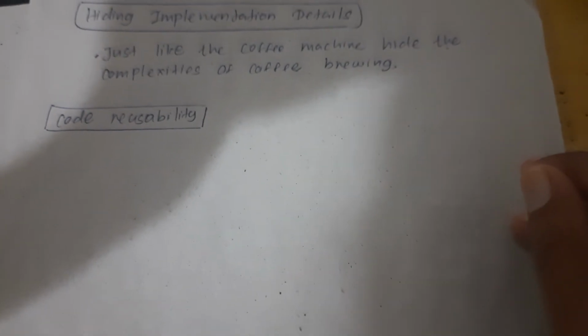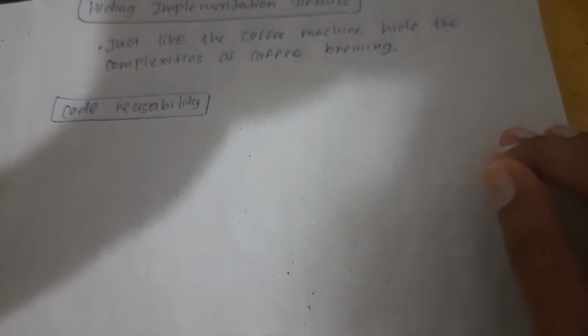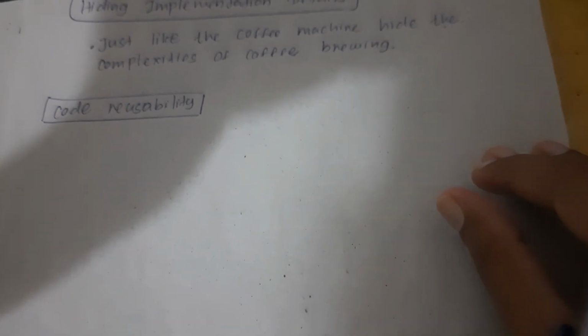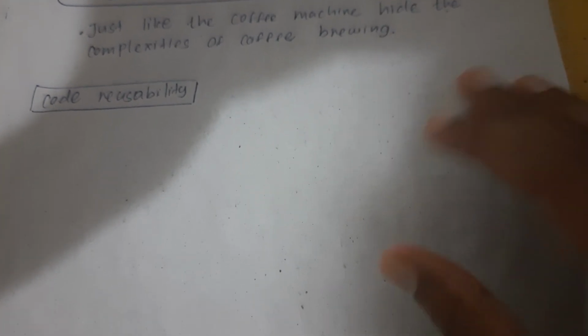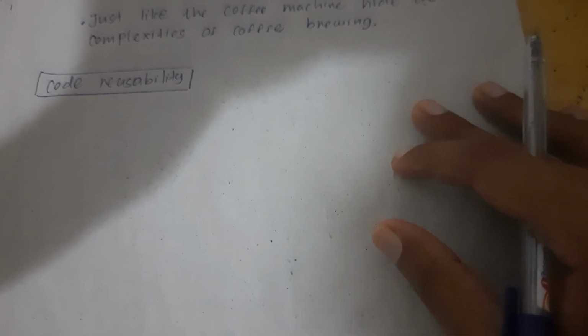In summary, the coffee machine example demonstrates how abstraction simplifies complex processes and hides unnecessary details, providing a user-friendly interface. This concept is directly applicable to object-oriented programming, where classes and objects abstract away internal complexities, offering higher level interactions and promoting code reusability.